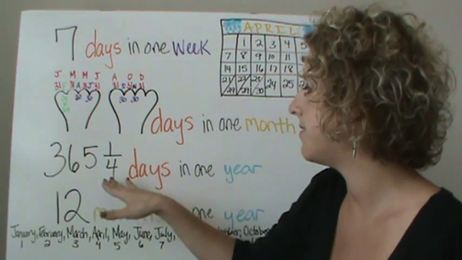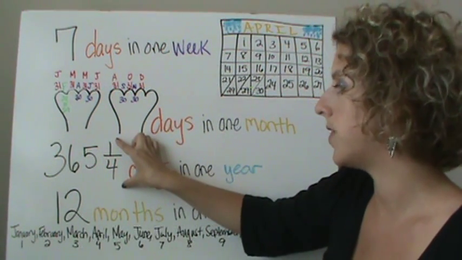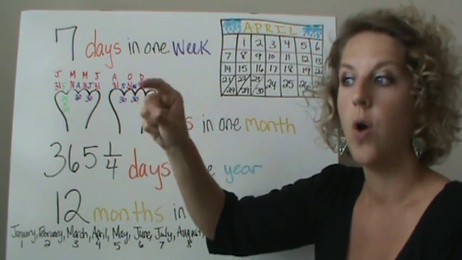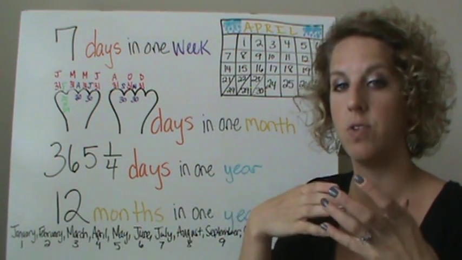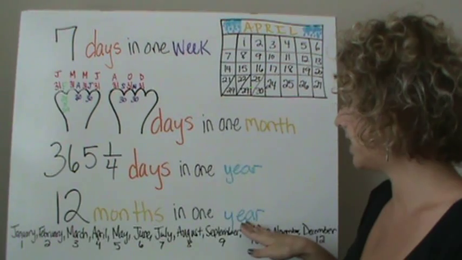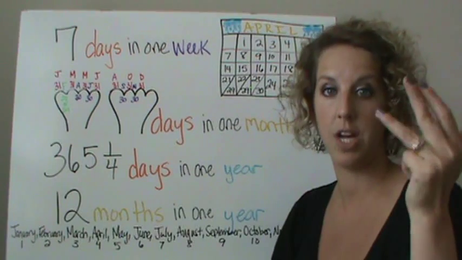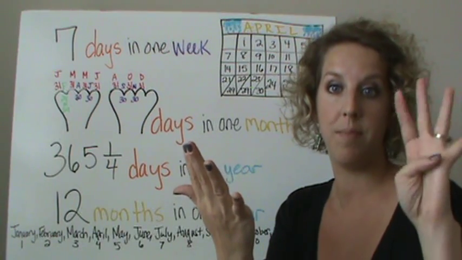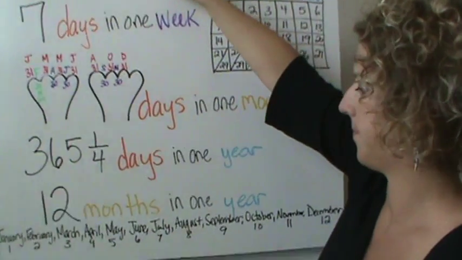There are 365 1/4 days in 1 year. And that 1/4, that's where we get our leap year from. We don't count just a fourth of a year each year. We put it all into one day and make February have 29 days instead of 28 days every 4 years. There are 12 months in 1 year. And if you can say them, January, February, March, April, May, June, July, August, September, October, November, December. There are 12 months in 1 year.